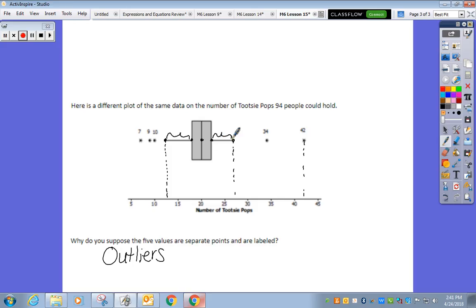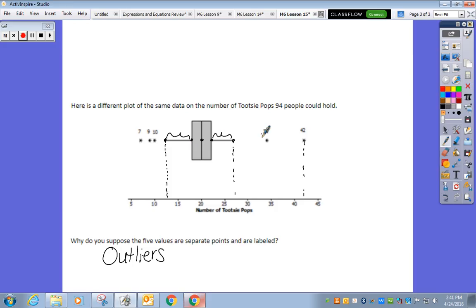Now, if you'll notice, the section sizes, especially in this section and this section, are much shorter. What this means is these outliers are making it look like there could be a lot of people that could hold a very small number of Tootsie Pops, or a lot of people that could hold a big number of Tootsie Pops, when in reality, there's only a few that can hold 7 to 10, and the rest are holding somewhere between 13 and the 18 that we had before. So many are between 13 and 18.